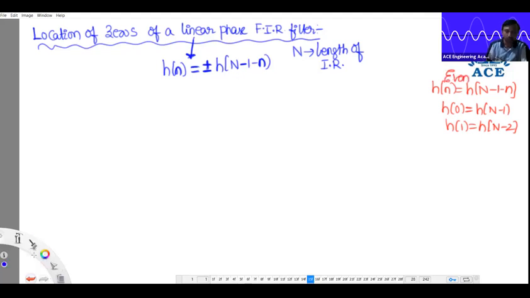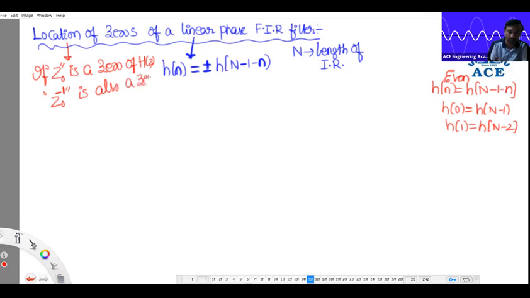Listen. The statement is: whenever Z0 is a zero of an FIR filter transfer function that has linear phase, then Z0 inverse is also a zero. Whenever Z0 is a zero of H of z, Z0 inverse is also. How is this correct? Listen here. Internally, I am taking the minus sign common.